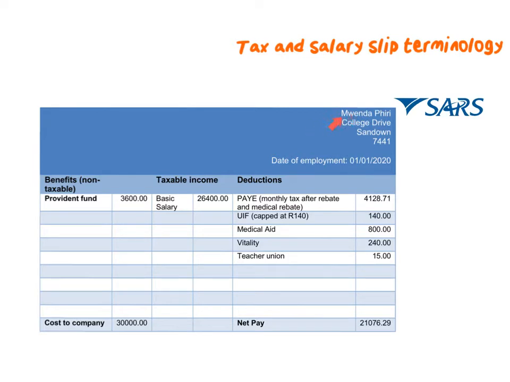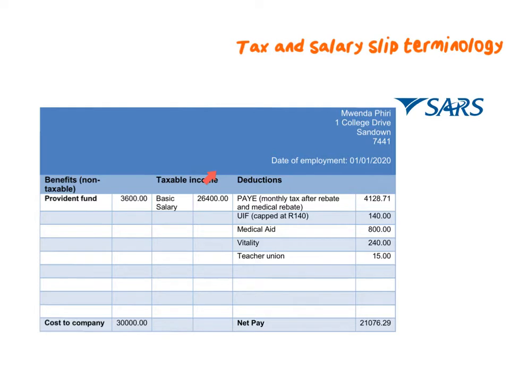Firstly, it starts with a person's name and their address, as well as the start of their employment date. It could also have the information of the employer on here. Next, there are sometimes two, or in this case, even three columns. So let's start with the deductions, which are actually the easiest part of what is on your payslip.